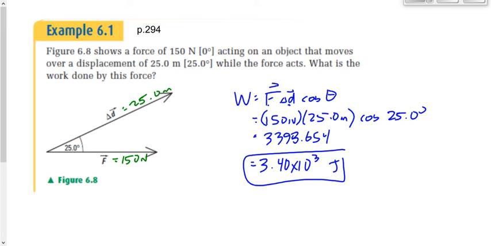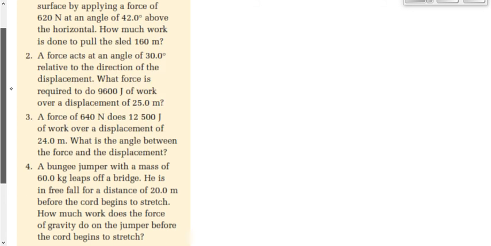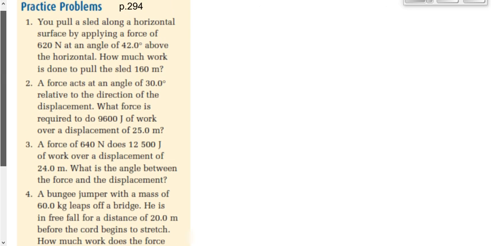All right, let's have a look at these questions on page 294. All four of them. Holy cow. Give you a few minutes to work on those now.